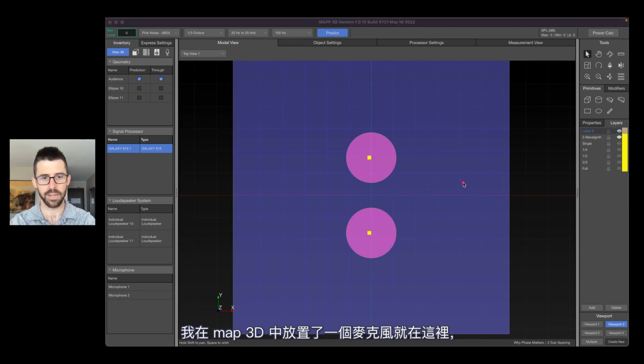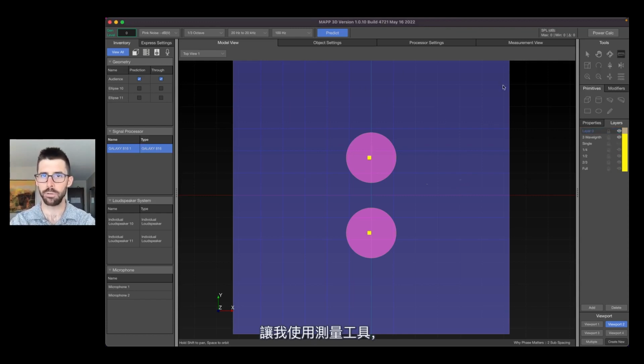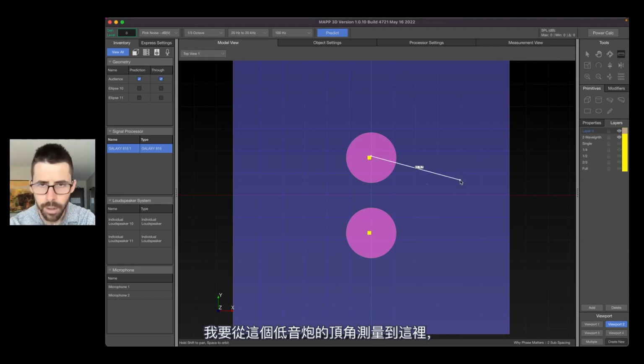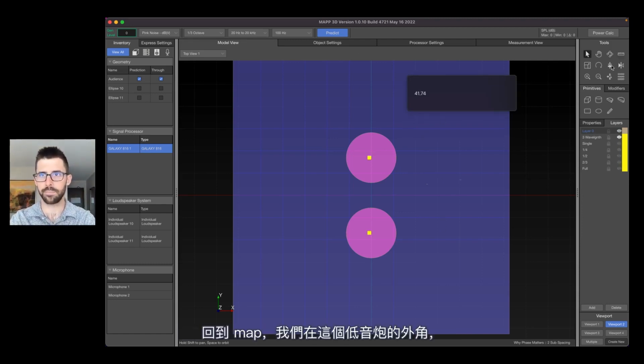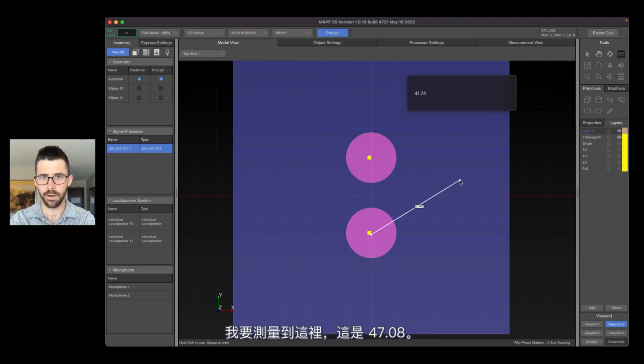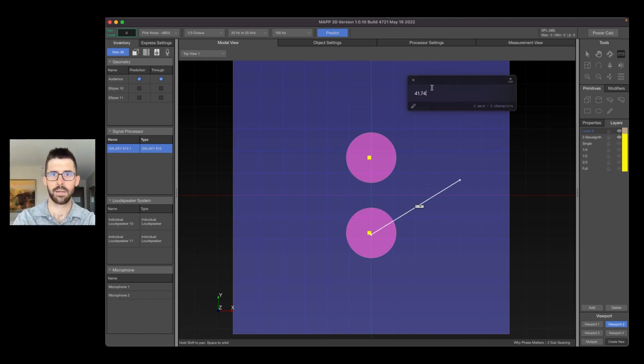It's pretty tiny here in Map 3D, but I placed a microphone right here and I can measure to it. So let me use the measure tool. I'm going to go from the top corner of this sub, measure to right here, and that is 41.74 feet, let's write that down. Back to the map. Here we are, outside corner of this sub, going to measure to right here, and that is 47.08.